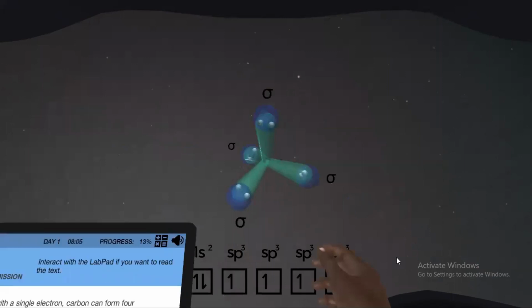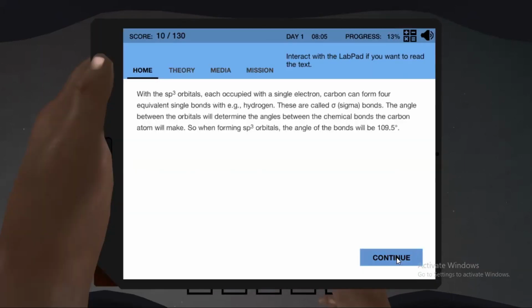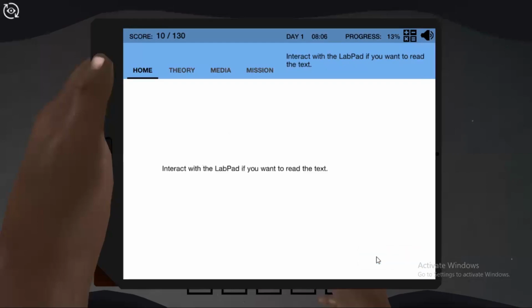With the sp3 orbitals, each occupied with a single electron, carbon can form 4 equivalent single bonds with e.g., hydrogen. These are called sigma bonds. The angle between the orbitals will determine the angles between the chemical bonds the carbon atom will make. So when forming sp3 orbitals, the angle of the bonds will be 109.5 degrees.